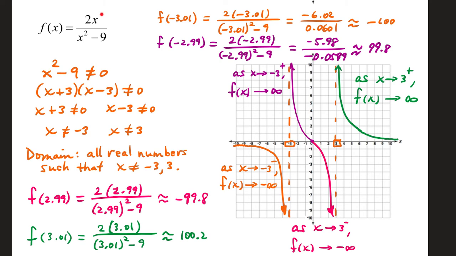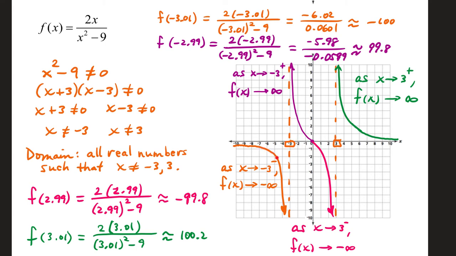Our next function, 2x over x squared minus 9. This denominator is 0 when x is either -3 or +3. That's the difference of 2 squares, so it makes it easy to factor. Now remember, domain's all the good guys, so our domain is all real numbers such that x isn't -3 or +3. I've got those marked on the grid over here.